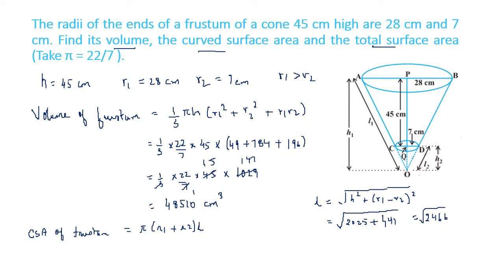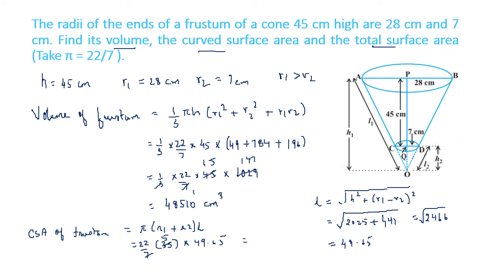under root. So L is under root of 2466. So how much do we get? It's almost 49.65. So putting the formula we get 22 by 7 into 28 plus 7 is 35 into approximately 49.65. 7 fives are 35.